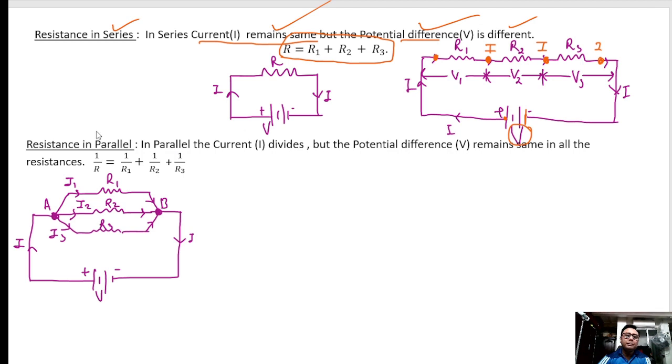Now let us come to the parallel. See the parallel connection. Each and every resistance is connected directly to the battery's positive and negative.